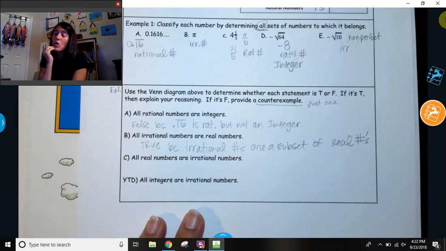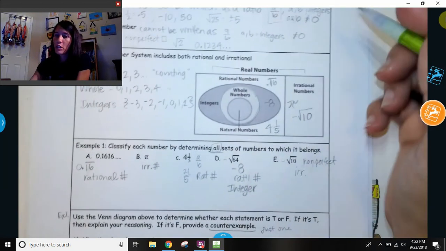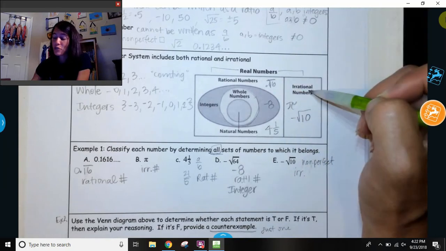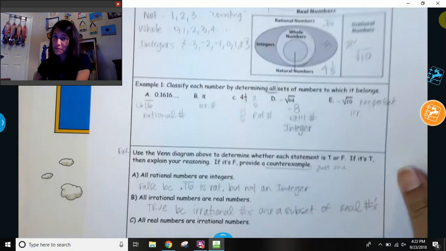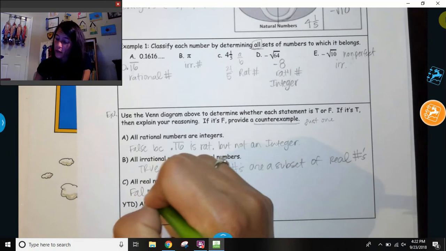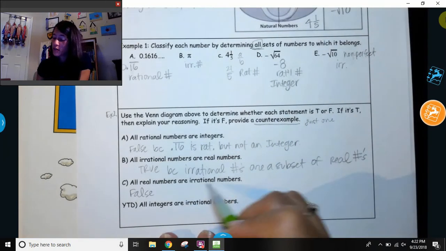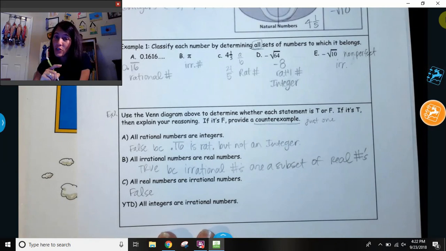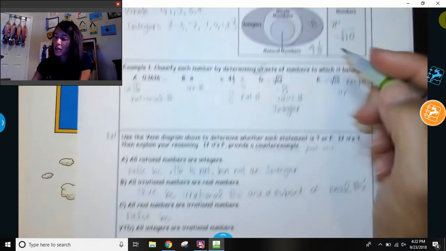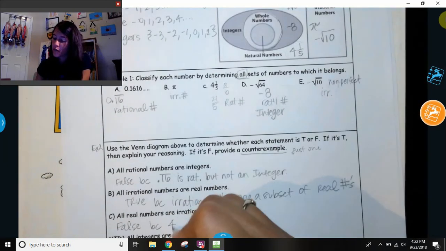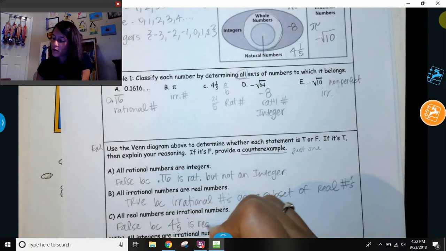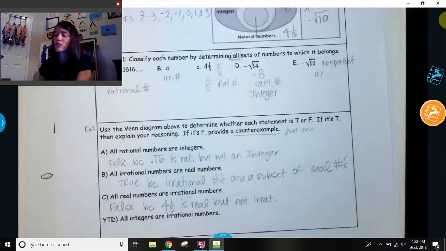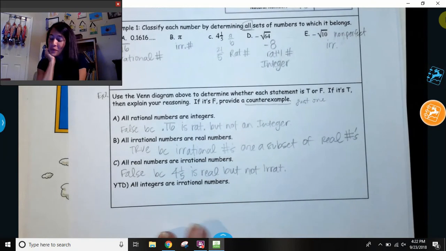Letter C, all real numbers are irrational. So we come look, all real. If we had a real number, does that mean it has to be irrational? And the answer is no, because a real number is going to be rational or irrational. So we just need one counterexample. Can you think of a number that is real but not irrational? I can. I'm just going to use this one right here. 4 1/5 is real but not irrational. So that's a counterexample.